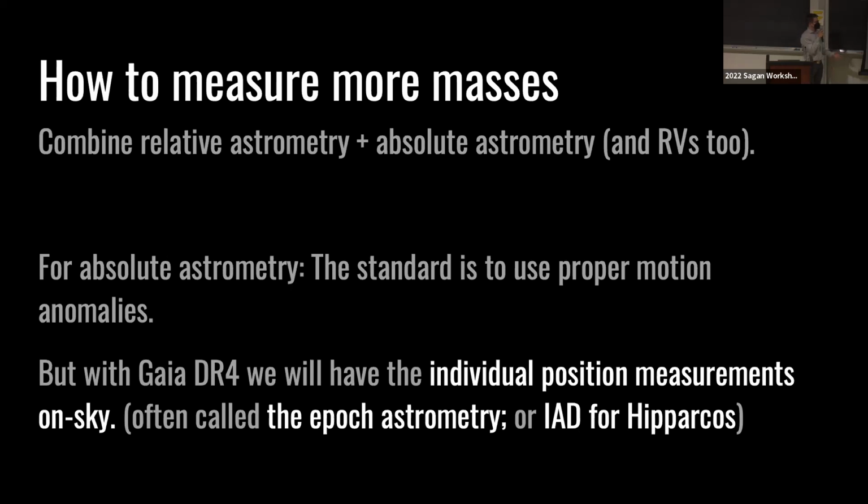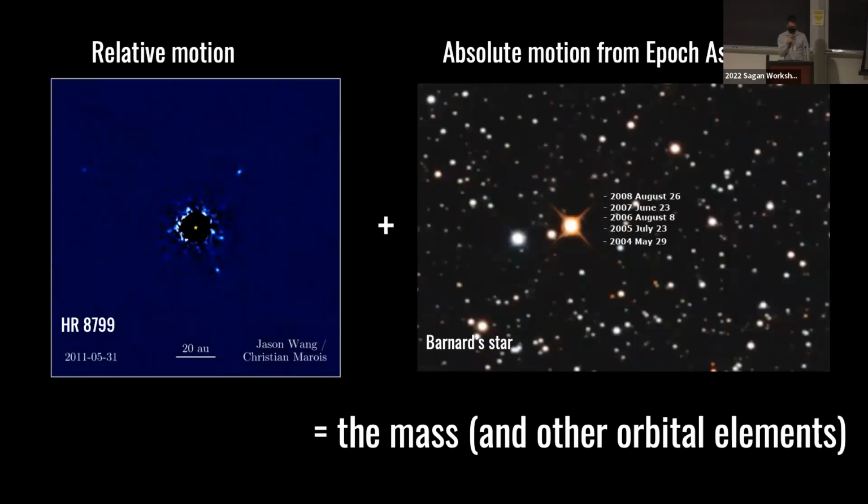So we have proper motion anomalies, but with Gaia DR4, we're actually going to get these individual position measurements for these systems. And that opens up a whole new realm of things that we can do. So again, we're combining relative motion, and I'm also contractually obligated to show this movie. Everyone has to. with absolute motion across the sky.